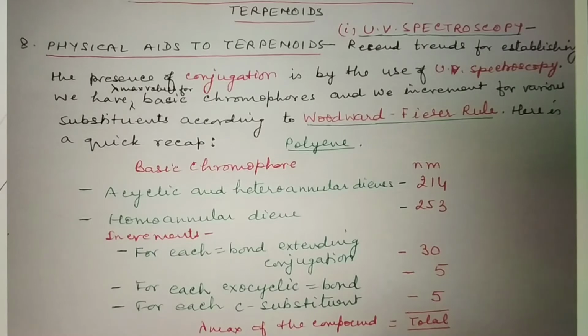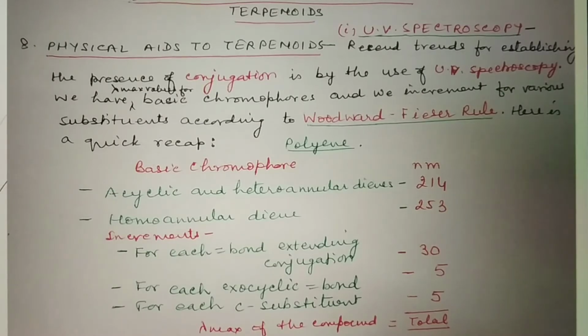In this table, I have shown the basic chromophore and the increment in nanometers in the value of lambda. For example, the acyclic and heteroannular dienes. What are heteroannular dienes? Those in which the conjugated double bonds are present in different rings. So, the value for the basic chromophore is 214 nanometers. For homoannular dienes, the value is 253. What are homoannular dienes? Those in which the conjugated double bonds are present in the same ring.